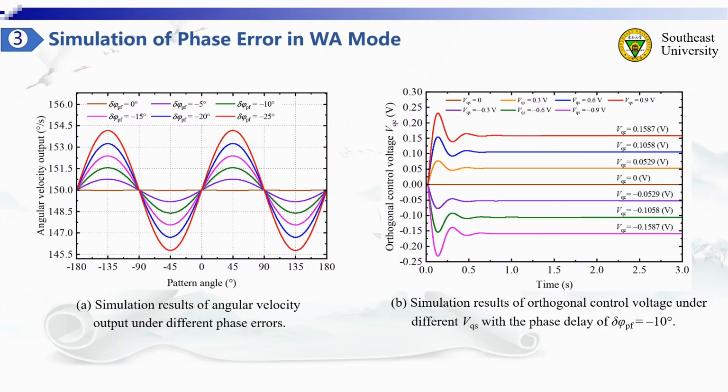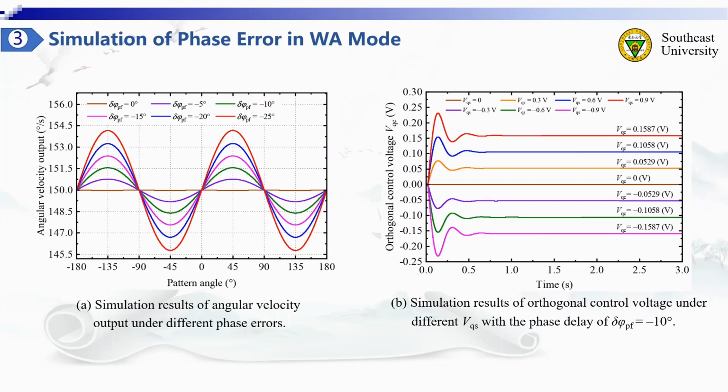Figure A shows the simulation result of the angular velocity fluctuation error and the different phase errors. The angular velocity fluctuation increases with the growth of the phase error, and the fluctuation phase does not change and maintains the sinusoidal phase. Figure B shows the vibration of the orthogonal control voltage with the virtual Coriolis voltage, VQS, and the phase error equal to minus 10 degrees.